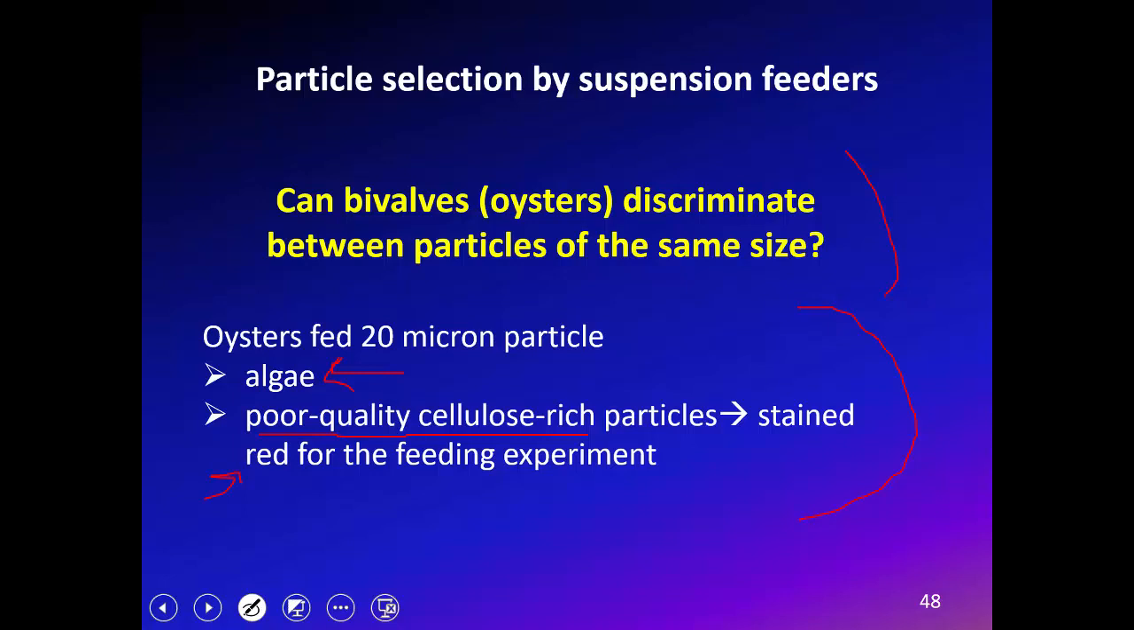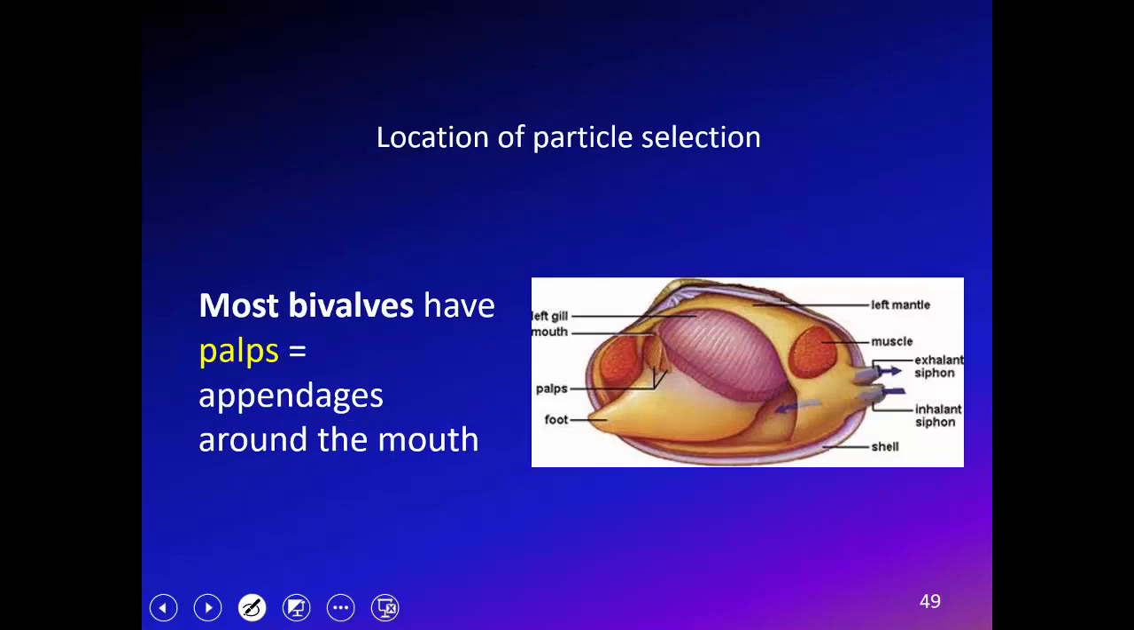These low quality particles were stained with a red stain so that they could be seen. Now, the hypothesis was that the particle selection would occur at the palps. The palps are these appendages right near the mouth of the animal. You can see here's the mouth, and these are lips that look like appendages right next to the mouth of the animal, that were thought to be the place where food was selected.